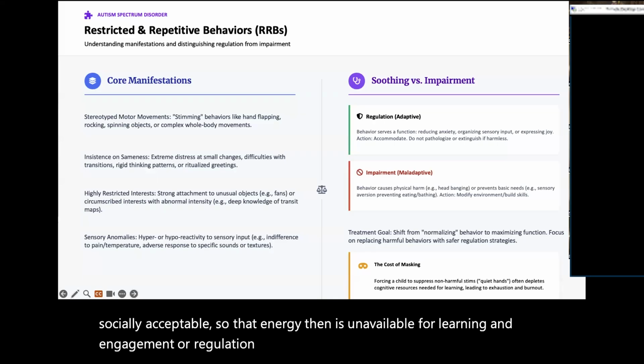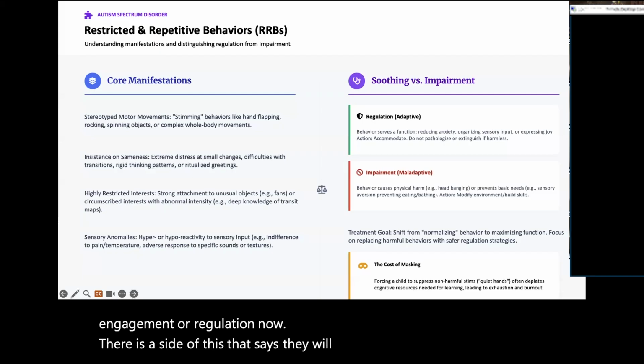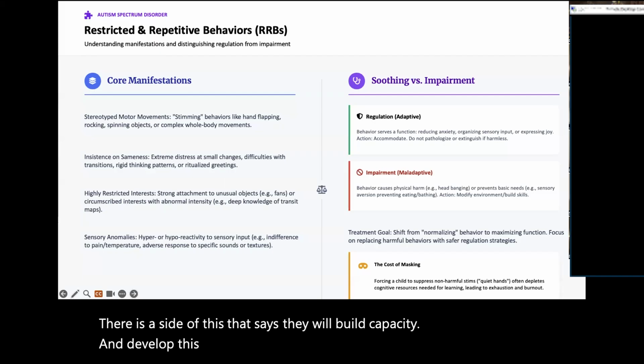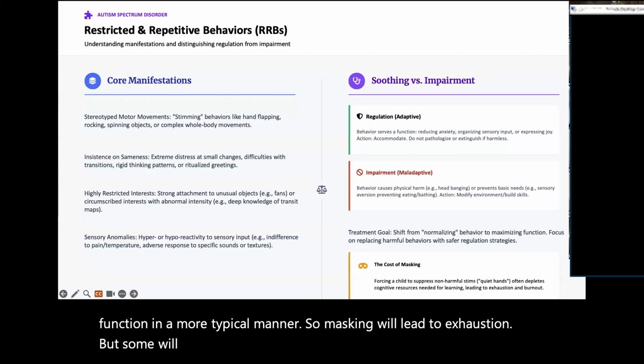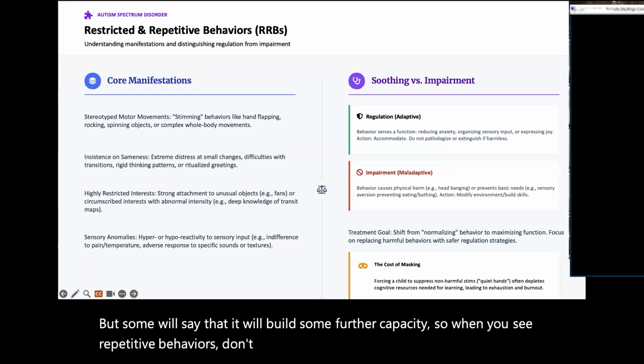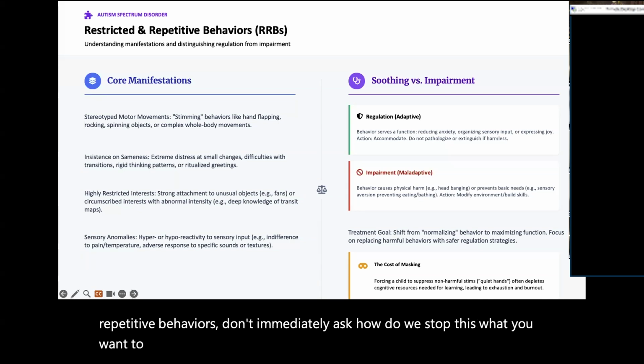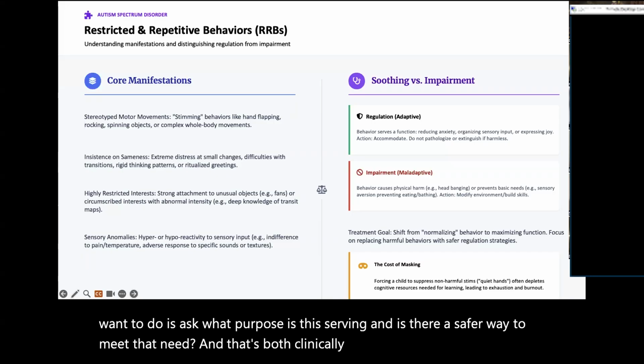Now, there is a side of this that says they will build capacity and develop this endurance and get to a point where they can then function in a more typical manner. So masking will lead to exhaustion, but some will say that it will build some further capacity. So when you see repetitive behaviors, don't immediately ask, how do we stop this? What you want to do is ask, what purpose is this serving? And is there a safer way to meet that need? And that's both clinically effective and neurodiversity informed.